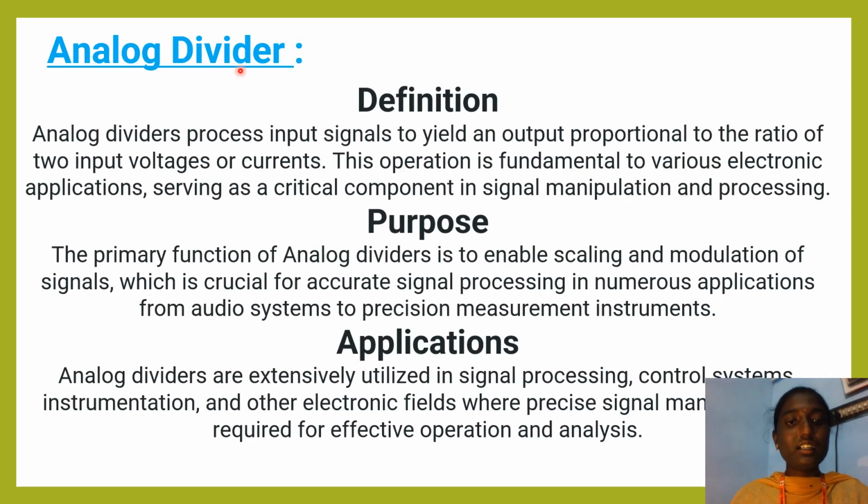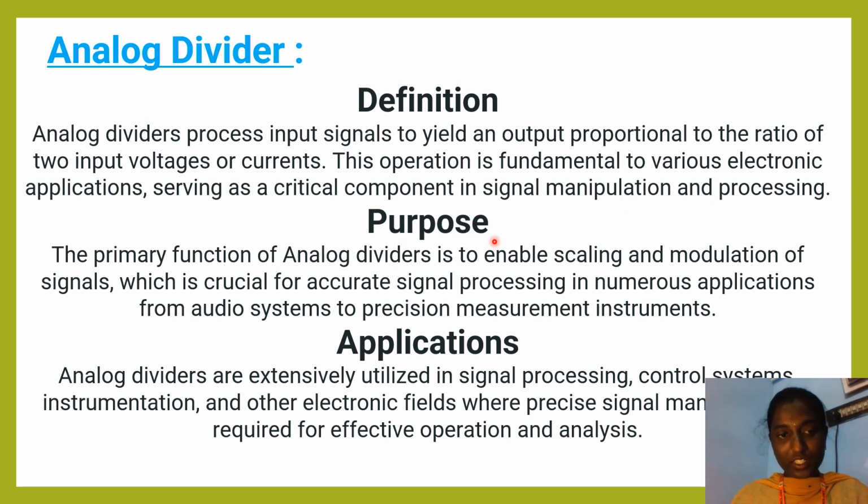So, analog divider. Now coming to the definition: an analog divider processes input signals to yield an output proportional to the ratio of two input voltages or currents. This proportion is fundamental to various electronics applications, serving as a critical component in signal manipulation and processing.